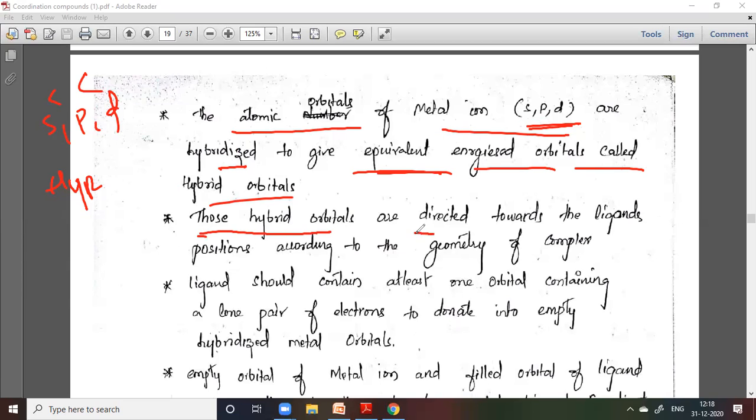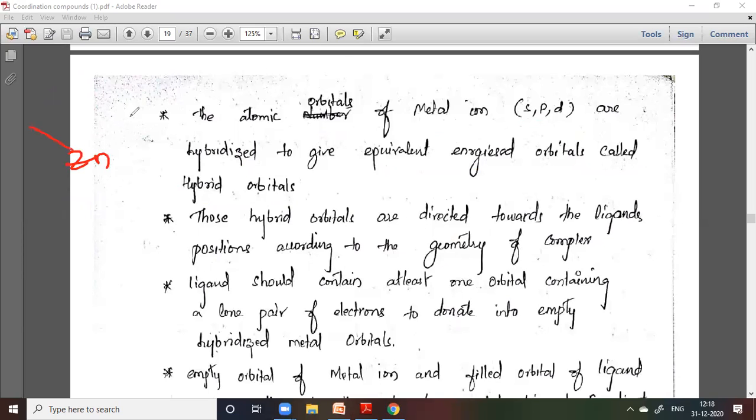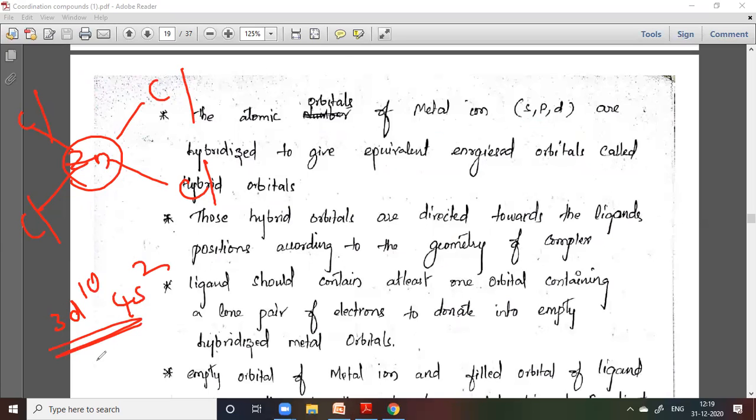So the hybrid orbitals are directed towards the ligand positions according to the geometry of the complex. I will tell you an example. Let us take a simple example, zinc chloride. Zinc generally has 3d10 4s2. If zinc is in +2 oxidation state, then it will have 3d10 because 2 electrons are removed from 4s2.